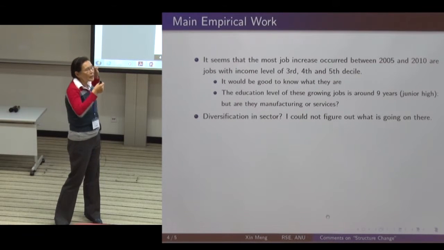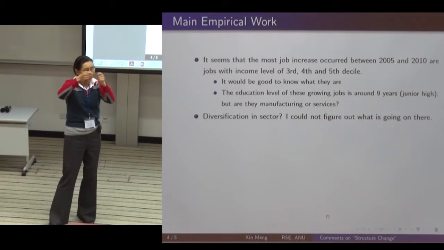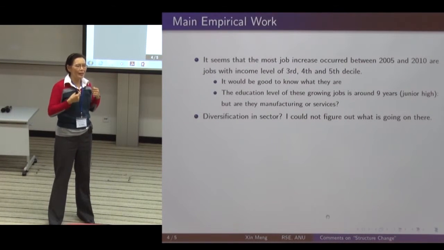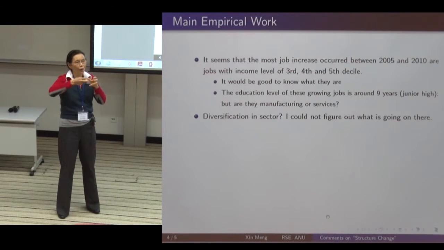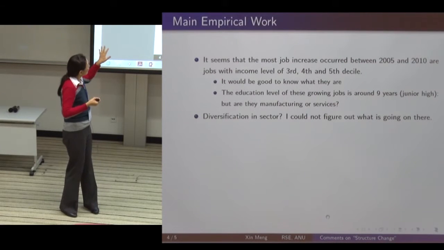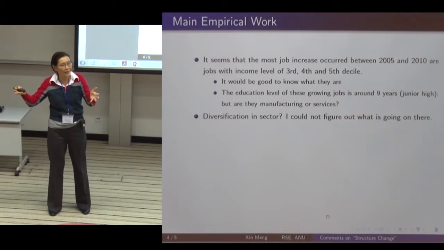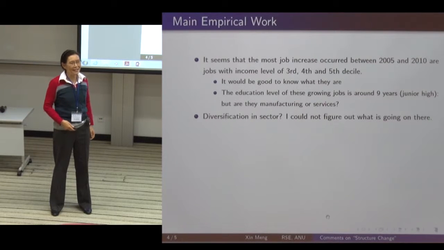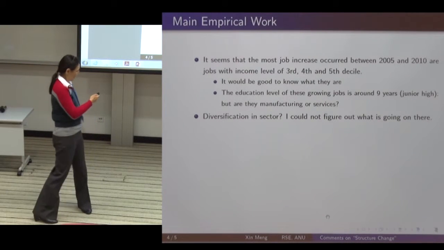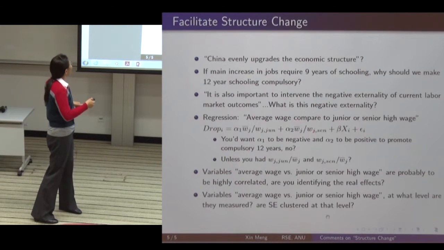And I thought it would be interesting if you tell us what these jobs in these cells are, and give us some intuitive sense of how these jobs have changed. Whether these jobs are in the manufacturing sector, or in the service sector, and what kind of service sector? That would at least allow me to understand exactly what's going on. Here, I was just completely confused, so forget about it.